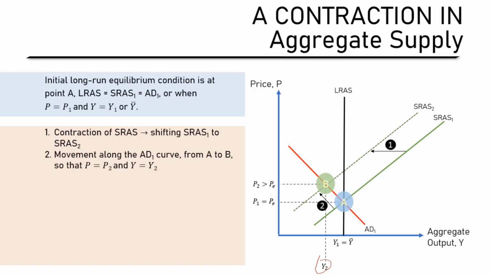There will be adjustment in the economy again toward achieving the long-run equilibrium conditions. Realizing that actual price P is now higher, the expected price or PE will be set higher too by both labor and firms following the actual price. Labor will be demanding higher nominal wage because their real wage has declined, but it then results in higher unemployment because of lower demand for labor.